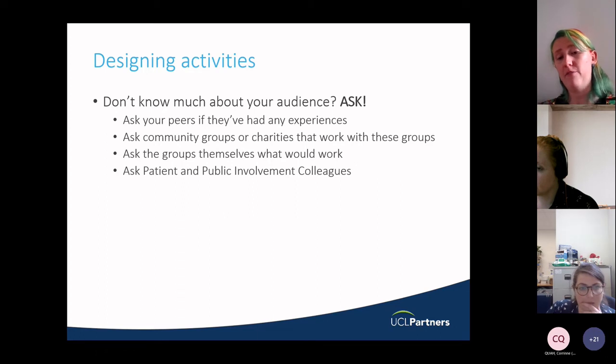Also, come and ask patient and public involvement colleagues. As I said, lots of NHS trusts have them, lots of hospitals have them, universities have us, we sit in other weird spheres like UCLP.